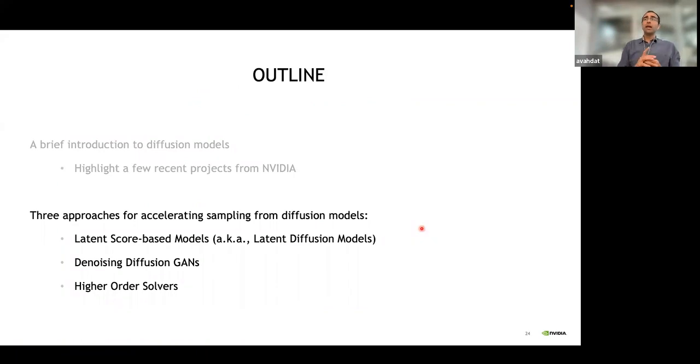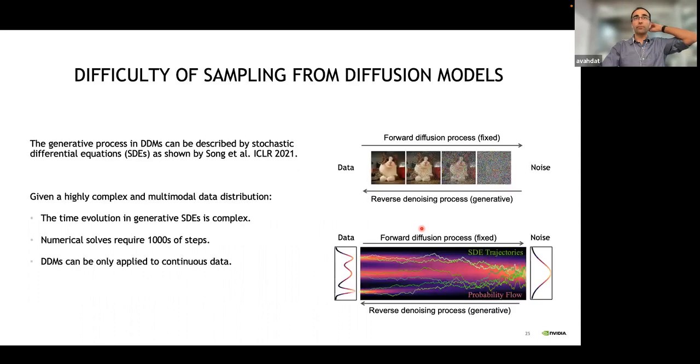So given this, I want to now switch gears a little bit and start discussing three works that we have done recently on accelerating sampling from diffusion models. As I mentioned, I will focus mostly on latent score-based generative models or latent diffusion models, denoising diffusion GANs, and higher order solvers for diffusion models.